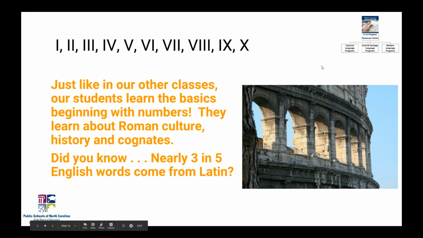So like in our other classes, our students begin with the basics. They start by learning their Roman numerals, which a lot of us as adults don't quite have a handle on. I was able to do 1 through 10, but that's about my limit. Students at our elementary school at Murphy do a lot about Roman culture. They talk about history. They talk about English cognates. Nearly 3 in 5 English words come from the Latin.